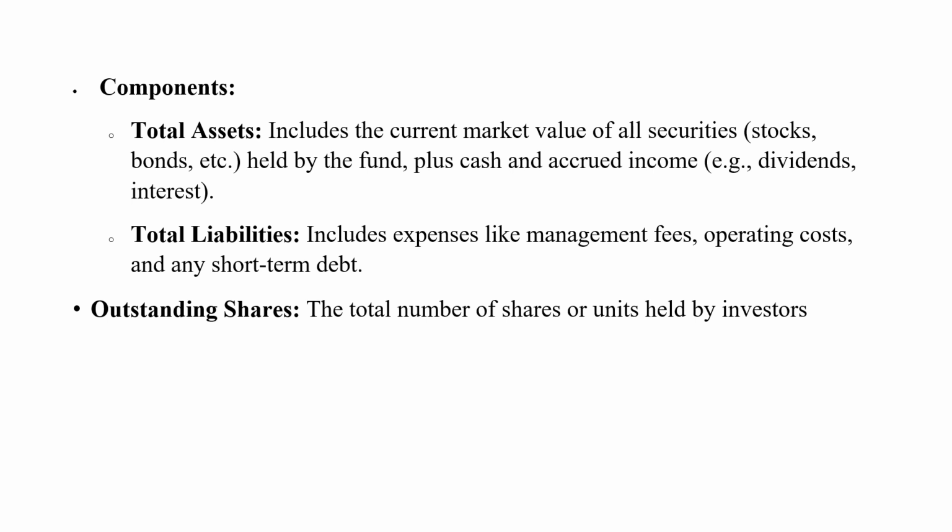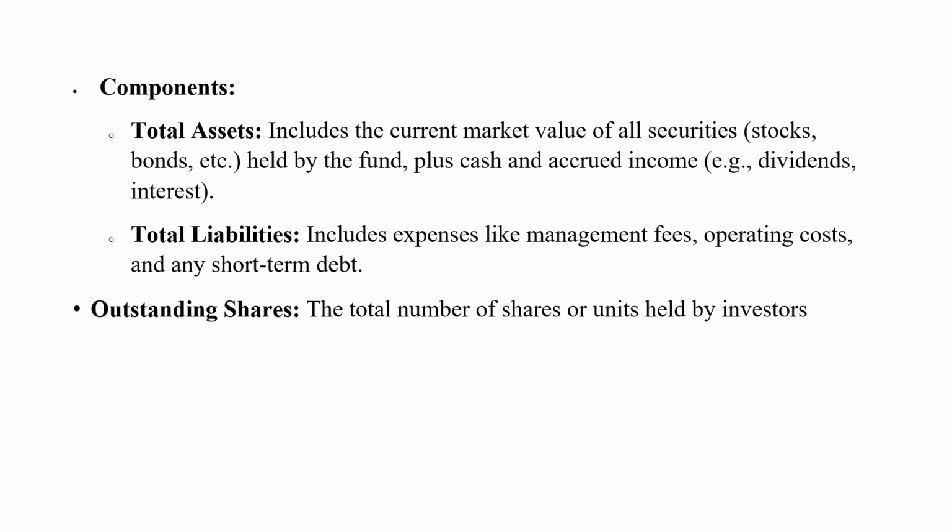Because the formula is assets minus liabilities divided by total outstanding shares, suppose the company has securities of $100 million, cash equivalents of $20 million, and accrued income of $5 million. 100 plus 20 plus 5 is 125, so total assets equal 125. For the liabilities component, say accrued expenses are $5 million and tax payable is $2 million, so total liabilities will be $7 million. Now assets are $125 million and total liabilities are $7 million.